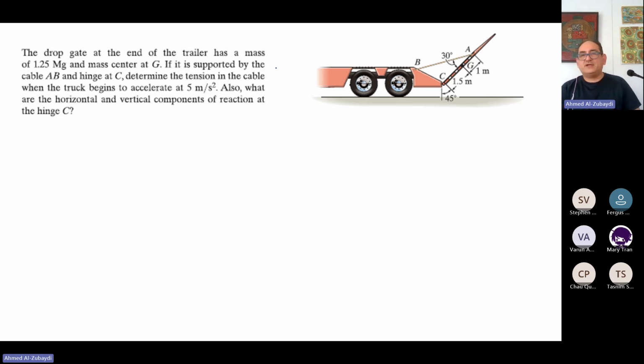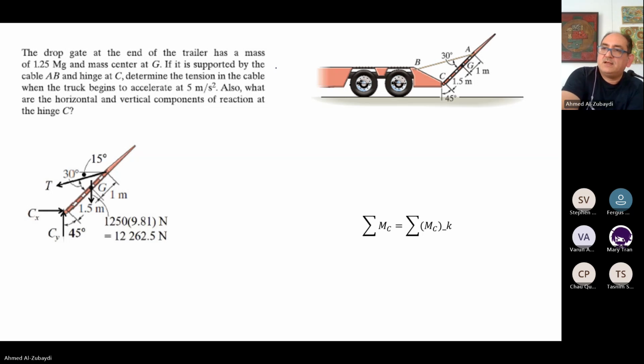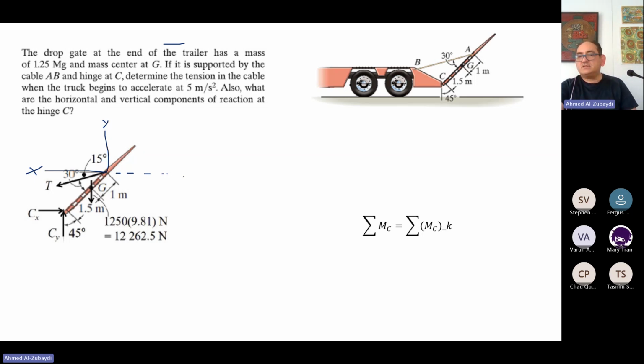Actually, there's no rotation. We just need to know the reaction at the point C and the cable AB tension. So mainly we're going to use the same equations, but we start first with the free body diagram. It's obvious we're going to have reactions Cx and Cy. In this scenario, I found that he used the axes this way, this is the X and this is the Y. He didn't use it the normal way, but it's up to you. At the end, you're going to find the same answers.